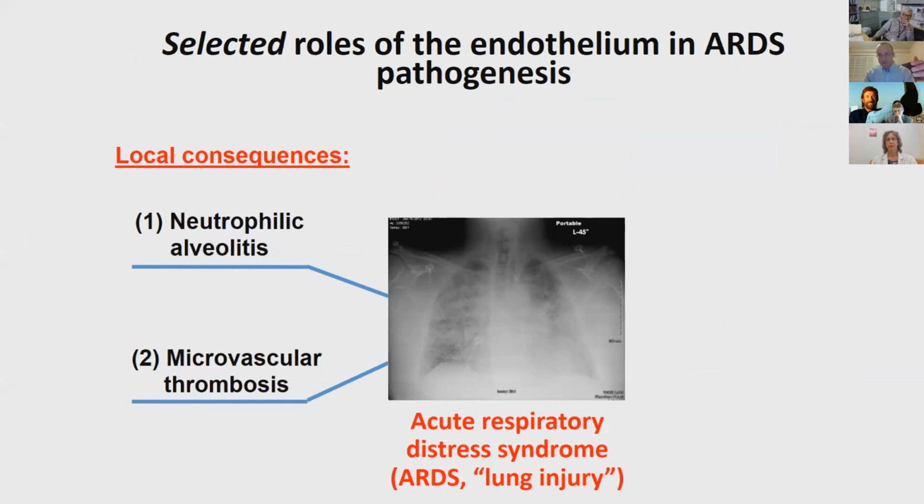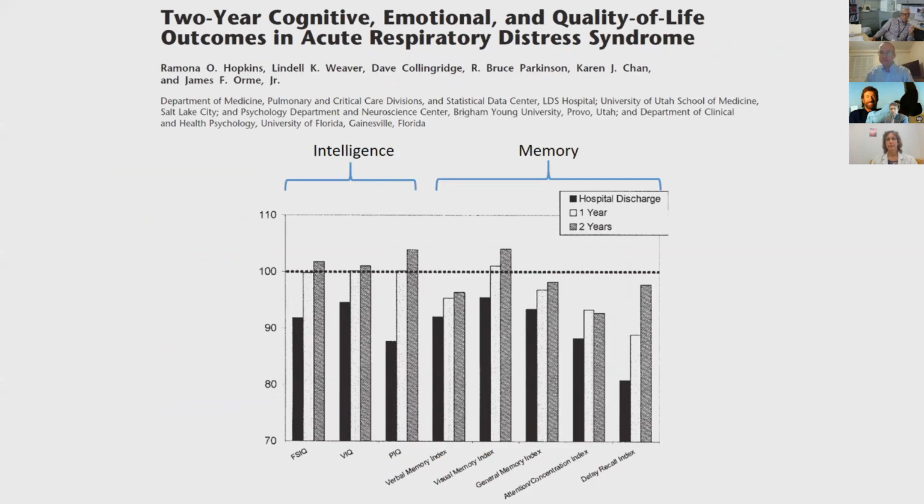But anyone who's taking care of ARDS patients knows that patients with ARDS don't only have lung injury. They have multi-system problems. And survivors of ARDS often face persistent cognitive impairment. This is seminal work done by Dr. Hopkins at University of Utah. And she observed that ARDS survivors, while they may regain their intelligence as measured by intelligence quotients, they have persistent problems in memory formation. And what's incredible about this is the pulmonary endothelium may be the culprit, at least in part, for these memory problems in the brain.